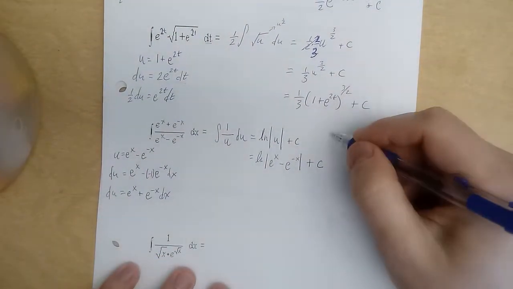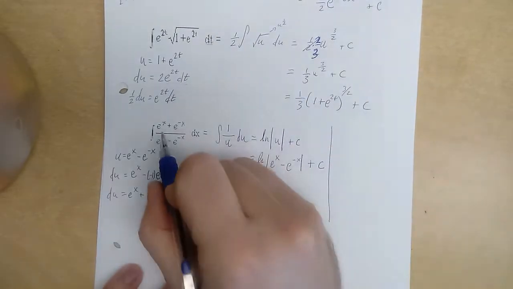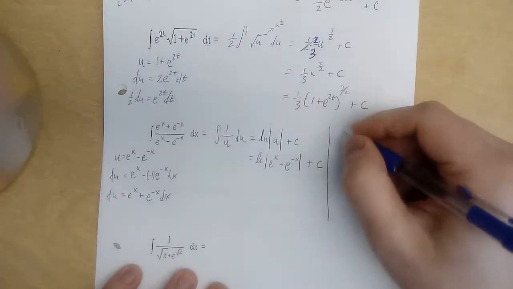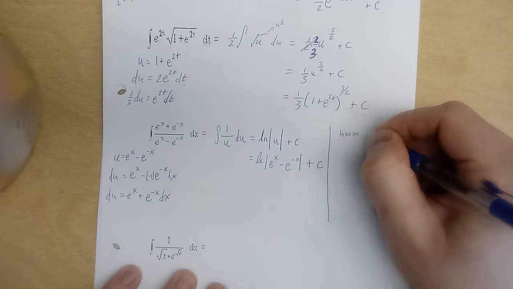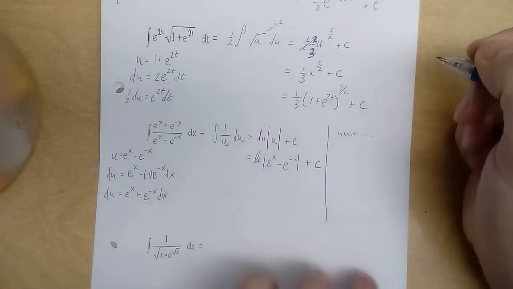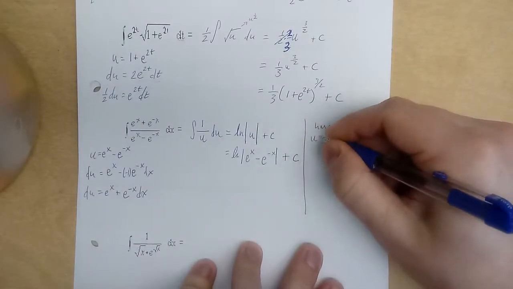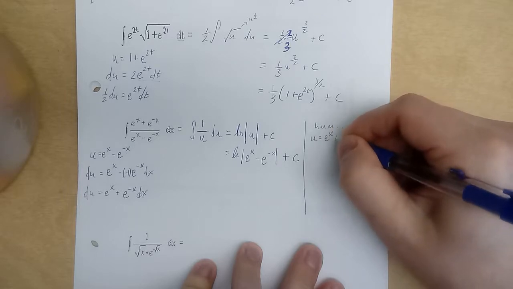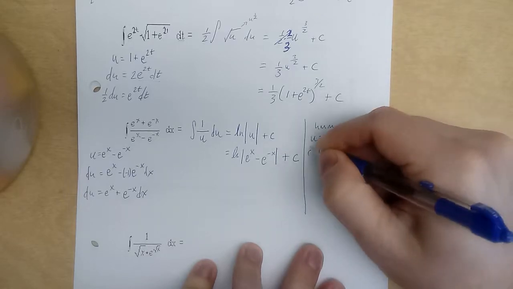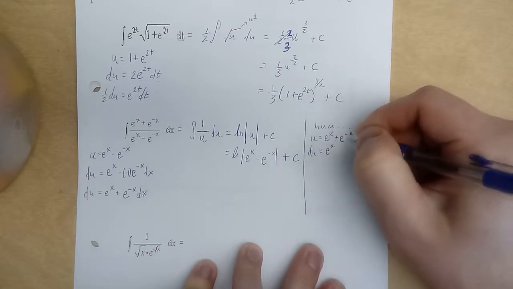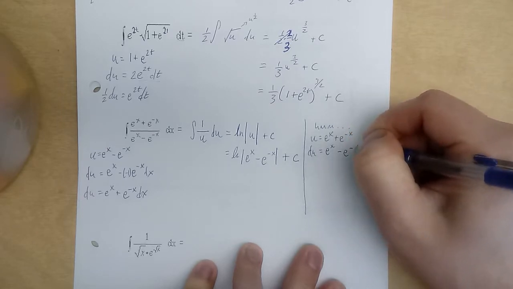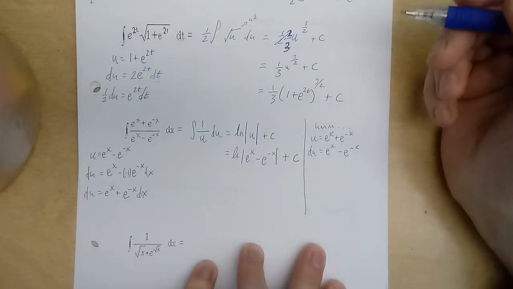But I'm curious, what would have happened if we had set the numerator equal to u? So if I set u is equal to e to the x plus e to the negative x, then our du would have still been e to the x, and then this would have turned into minus e to the negative x, which is the denominator.